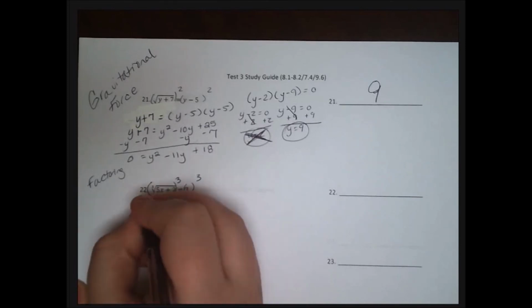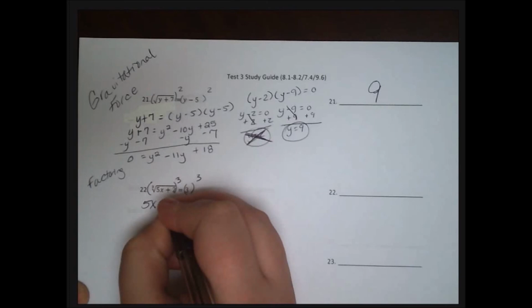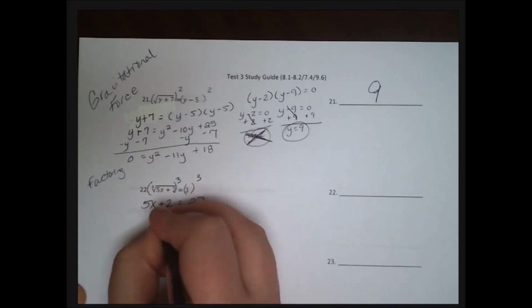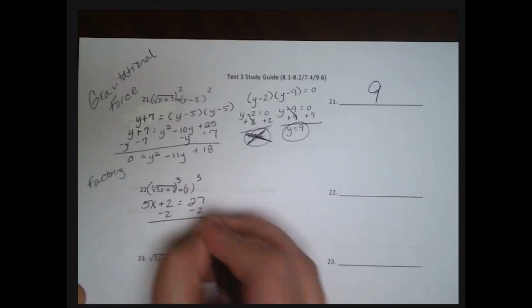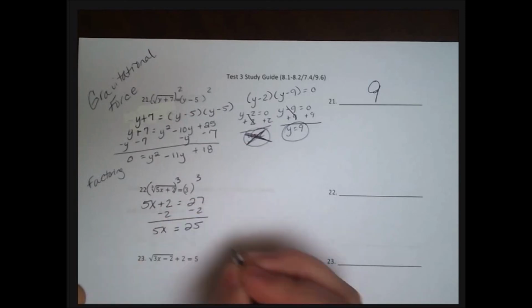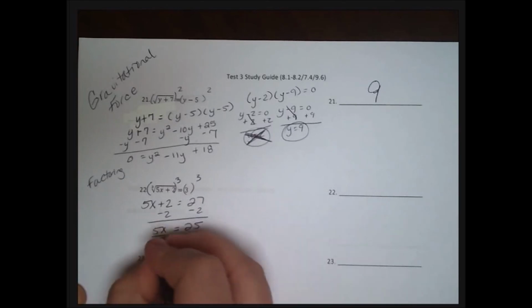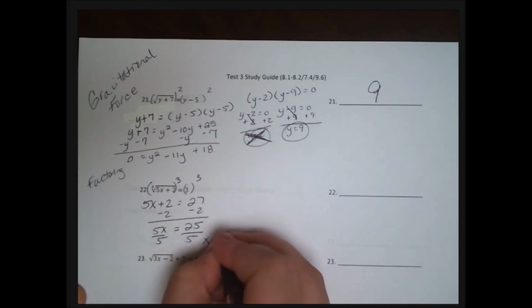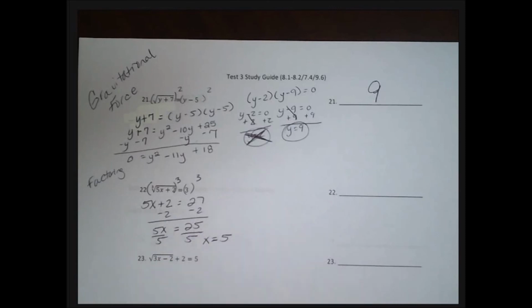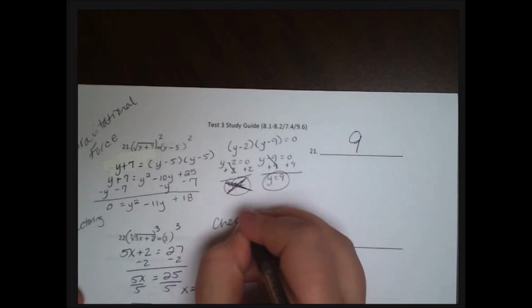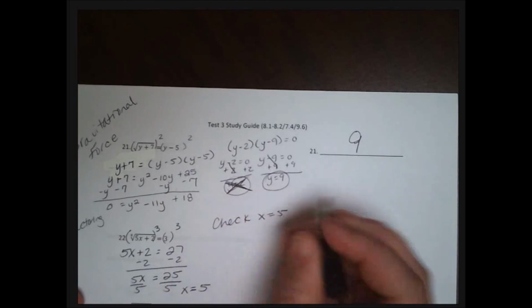Which gives us 5x plus 2 equals 27. Subtract 2 from both sides to get 5x equals 25. Divide both sides by 5 to get x equals 5. So let's see if that works. We're going to check x equals 5.